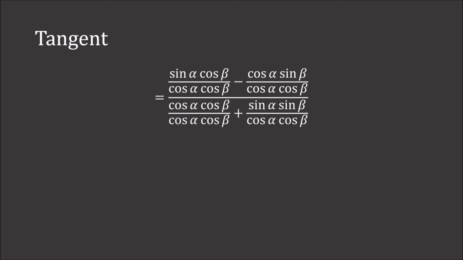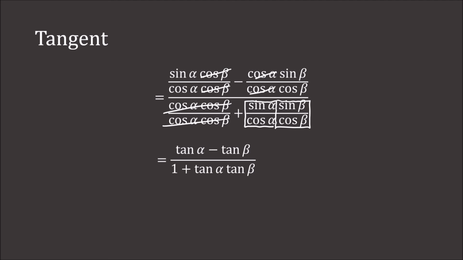Now what we can notice, cosine betas drop out here, cosine alphas drop out here. That whole fraction was 1, and then we're left with being able to write this as the product of two fractions, namely those and those. Now that will give us this. And this is the difference formula for the tangent function.